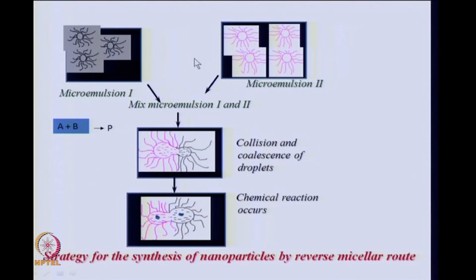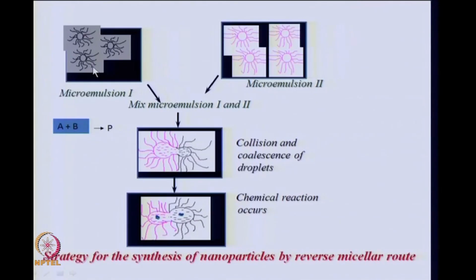Now, typically when you want to synthesize nanomaterials, you make microemulsions of, say, a metal A. So, if you want to make nanoparticles of a compound AB, in one of the microemulsions you take A ions, and in another microemulsion you take B ions.